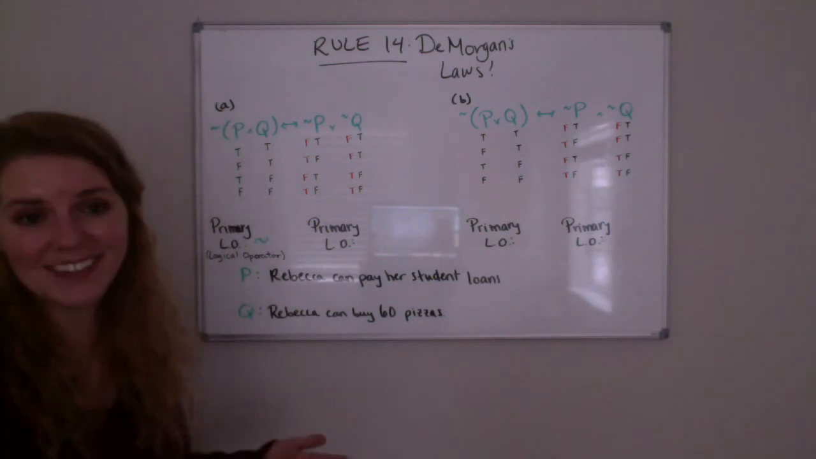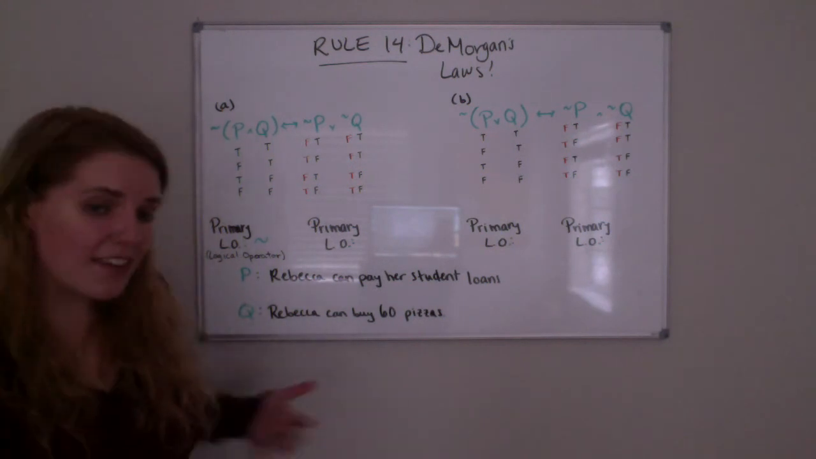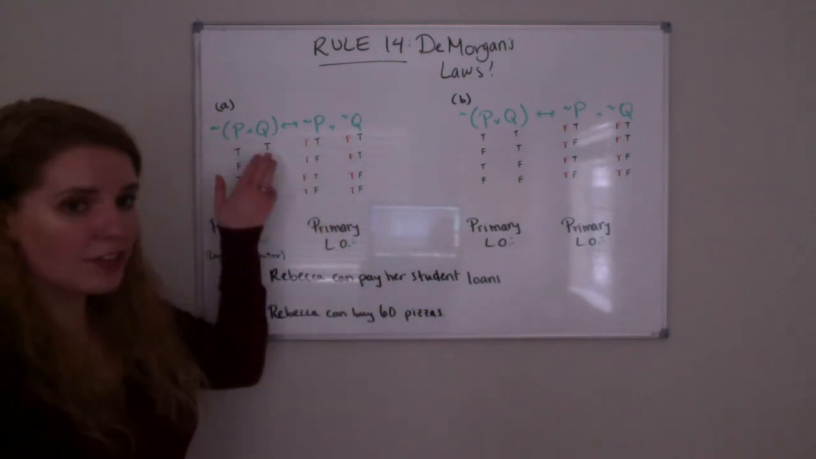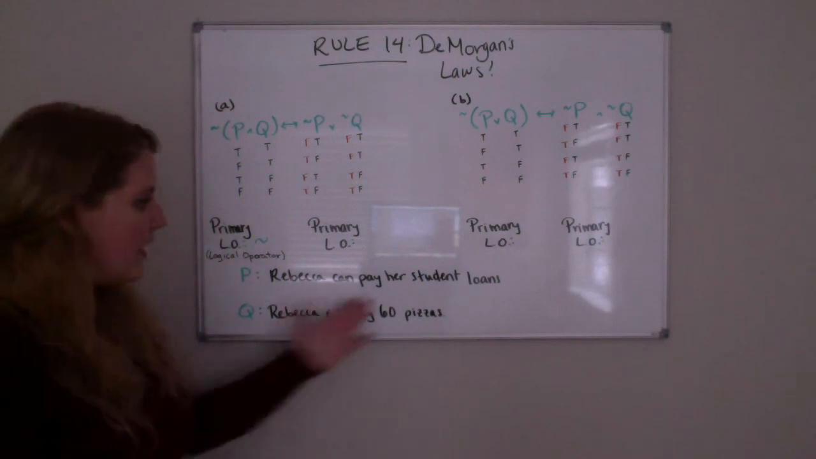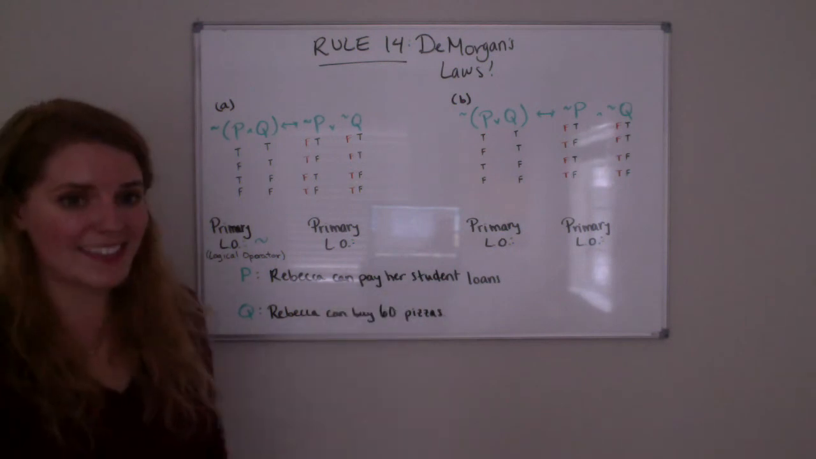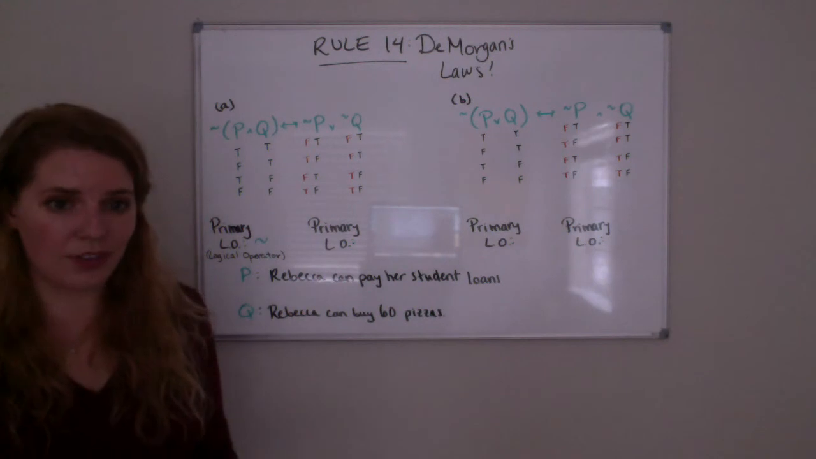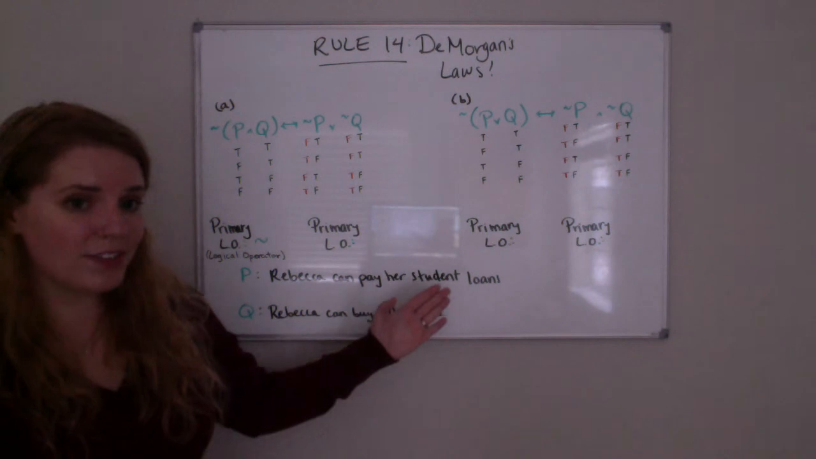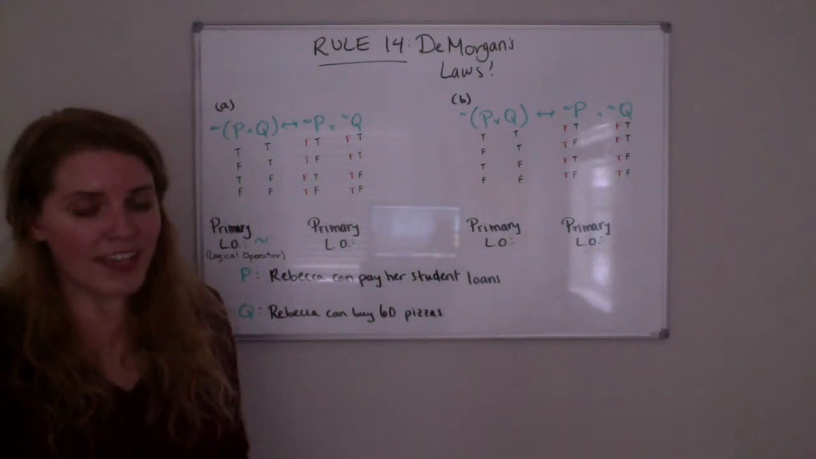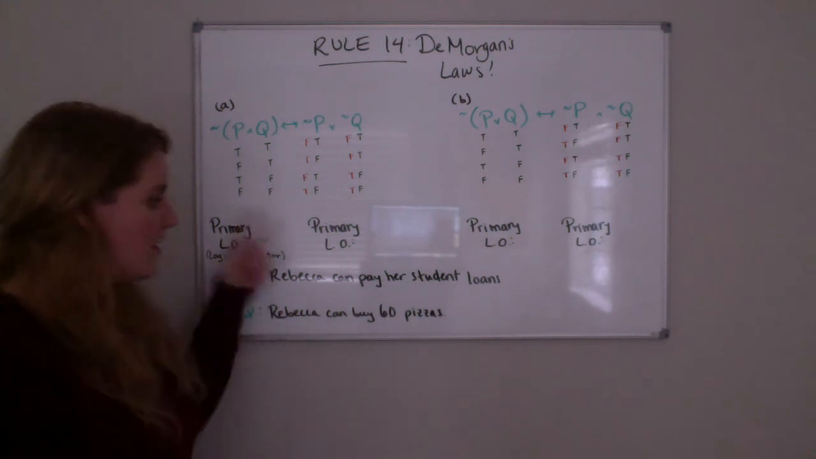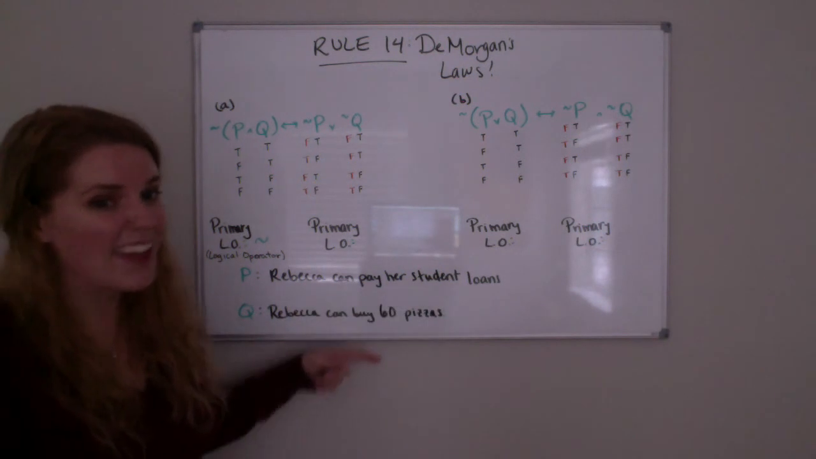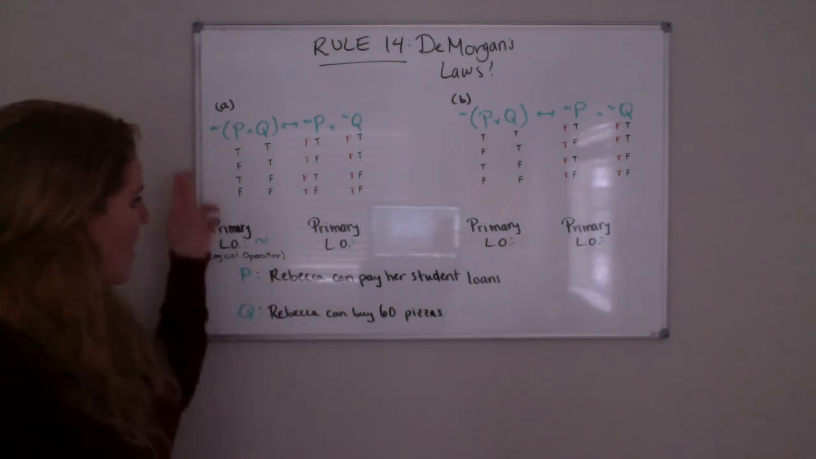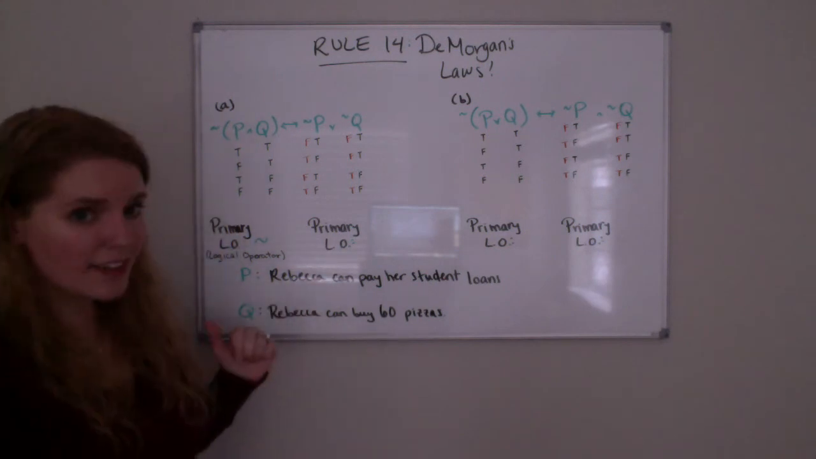Okay, but those are our two examples that we have. So let's go ahead and fill this in to our claims here. So first we have not (P and Q). So P and Q would be Rebecca can pay her student loans and Rebecca can buy 60 pizzas. Not (P and Q) would be it is not the case that Rebecca can pay her student loans and buy 60 pizzas. So looking at my bank account, that's correct. I cannot both pay my student loans and buy 60 pizzas.